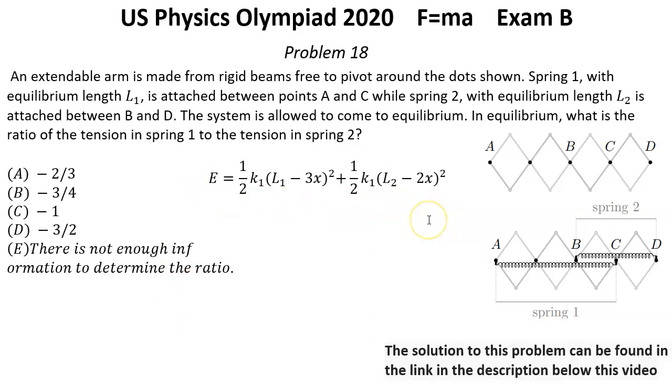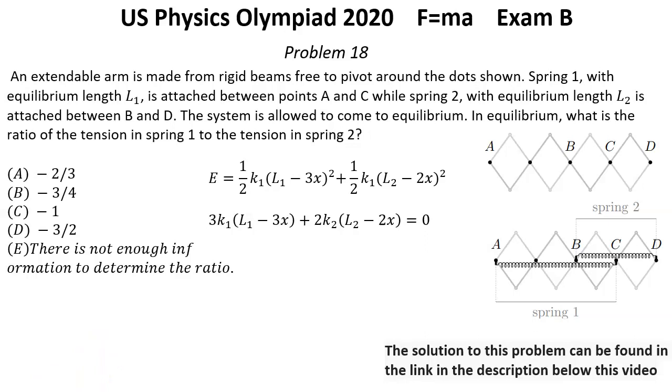To find where the minimum for this potential energy is, we need to take the first derivative by x, and that will be this equation. Here we have L1 minus 3x, that's the extension for the first spring, and L2 minus 2x, the extension for the second spring from equilibrium. K1 multiplied by extension is the tension in the first spring, and K2 multiplied by extension is the tension in the second spring.